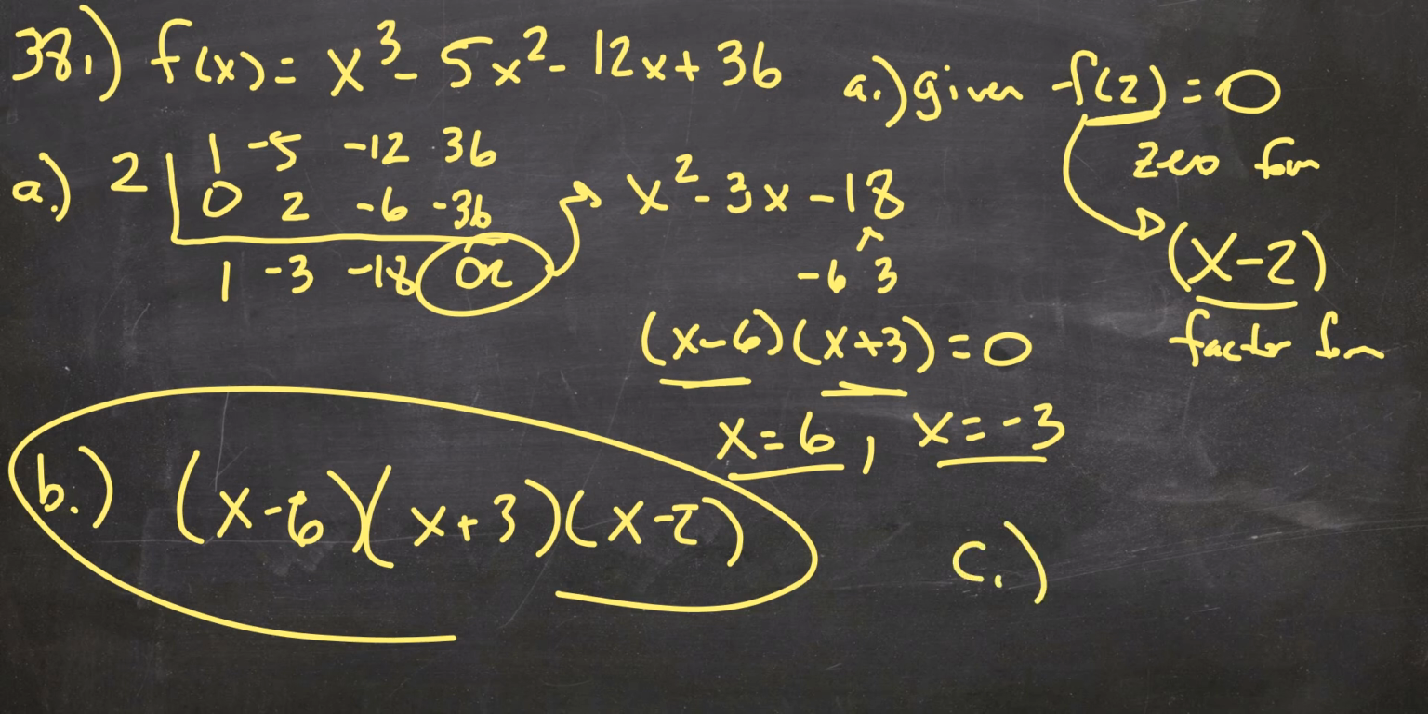And then the C says, what are the solutions? Well, solutions are the same thing as zeros. So my solutions are going to be x equals 2, x equals -3, and x equals 6. And that's it for C.